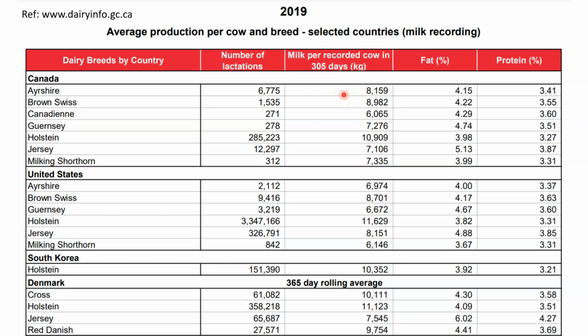When we say milk recording, that means recording of lactation data in animals, right? In Sri Lanka, this is not done. In certain countries, they do it every day for every animal. In certain countries, they don't do it every day for every animal, but they will do it periodically. Anyway, you have to have some kind of recording. It's not an easy task.